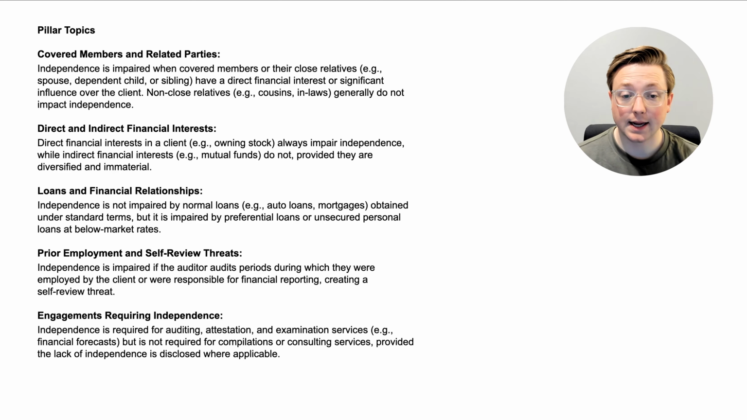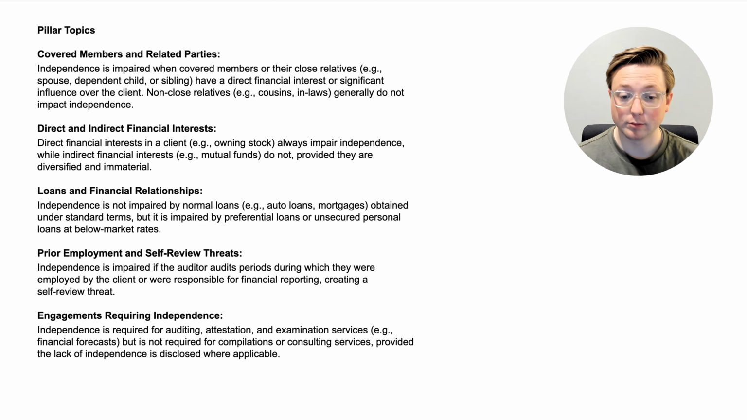Next, let's talk about direct and indirect financial interests. Direct financial interests in a client, such as owning stock, always impair independence, while indirect financial interests, such as mutual funds, do not, provided they are diversified and immaterial. Now let's talk about loans and financial relationships. Independence is not impaired by normal loans, such as auto loans or mortgages, as long as they are obtained under standard terms, but it is impaired by preferential loans or unsecured personal loans at below market rates.